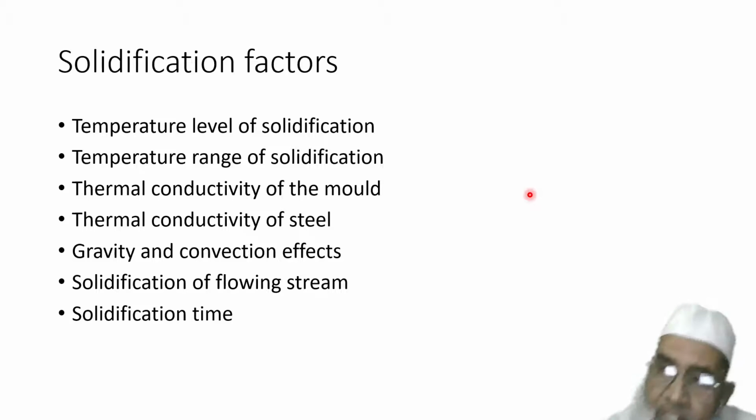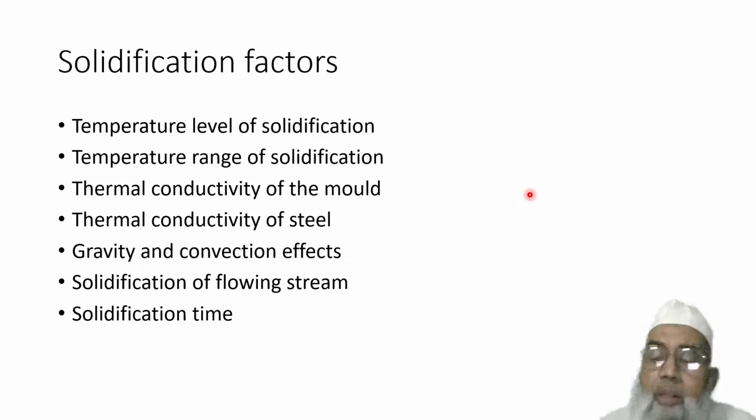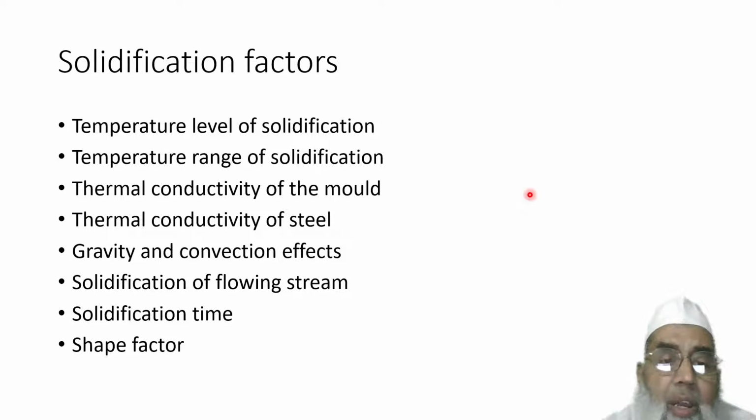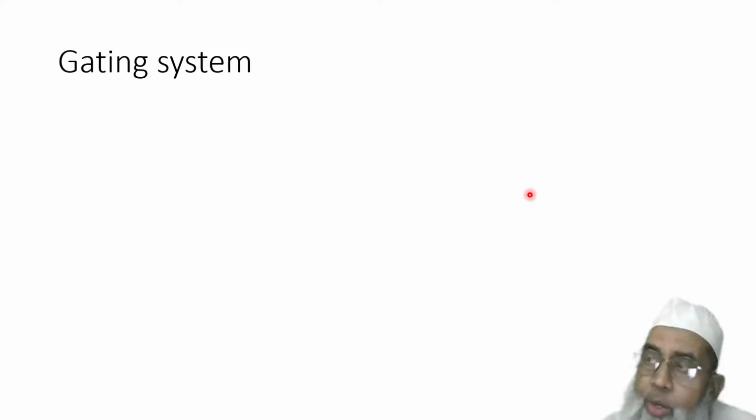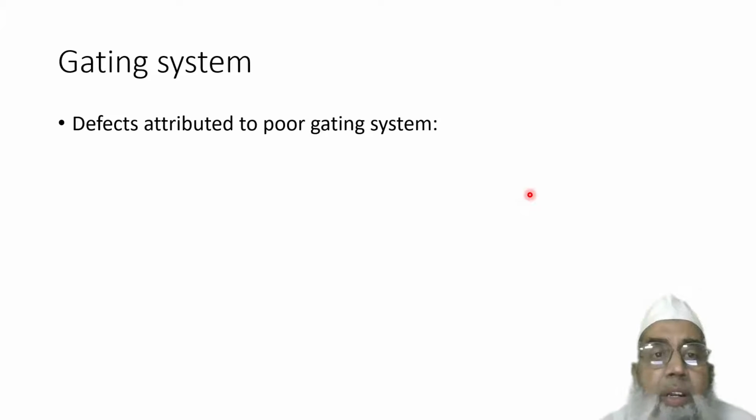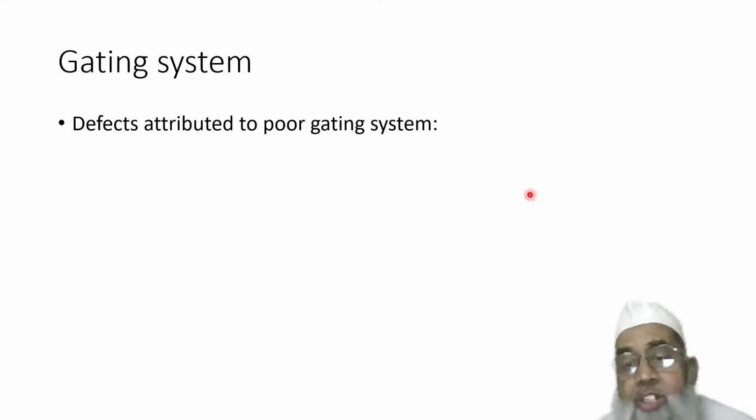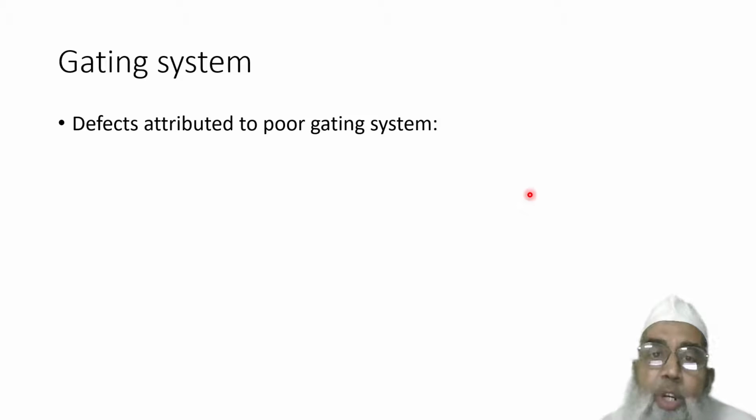Moreover, solidification time depends upon the size of the product; a bigger product will need more time, and therefore all these problems will affect the solidification process. The shape factor will also matter, and according to that we have to design an optimum, efficient gating system. Now, defects are attributed to a poor gating system. Therefore, it should be very effective and properly designed.